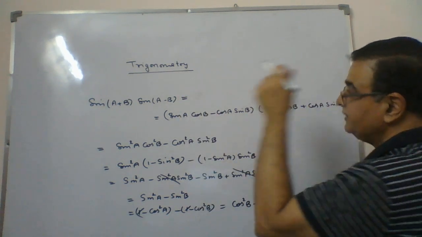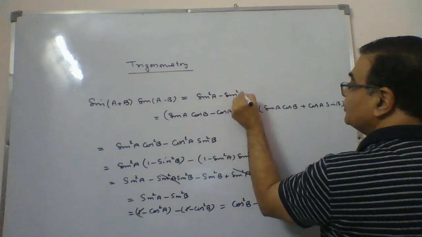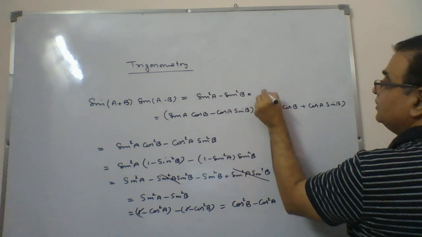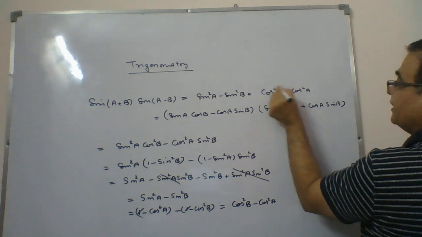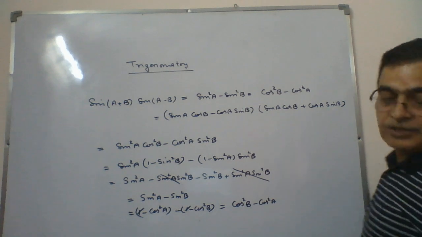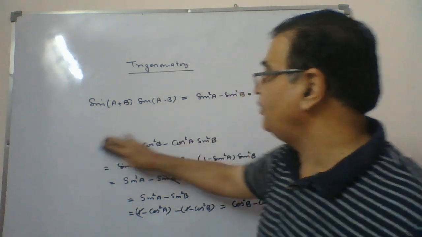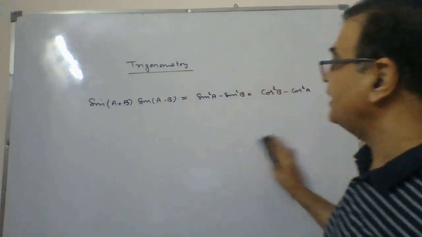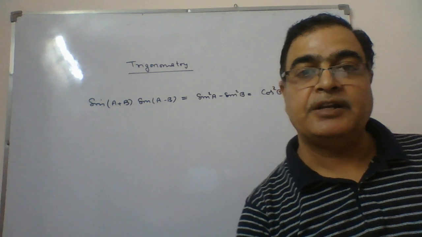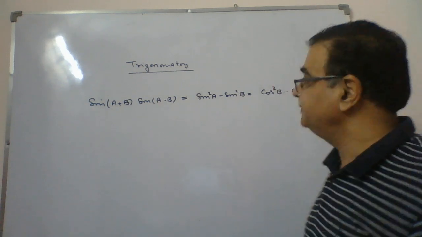What that formula says? sin square A minus sin square B equals cos square B minus cos square A. So this will be the first formula we should remember now. After the 6th formula, this is the 7th formula we have. sin(A plus B) into sin(A minus B) is sin square A minus sin square B, or it will be cos square B minus cos square A.